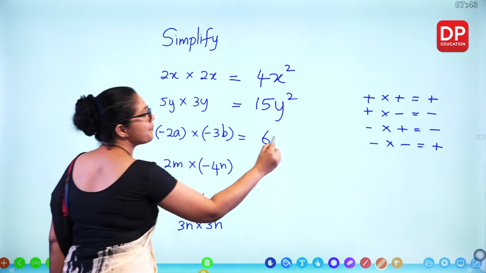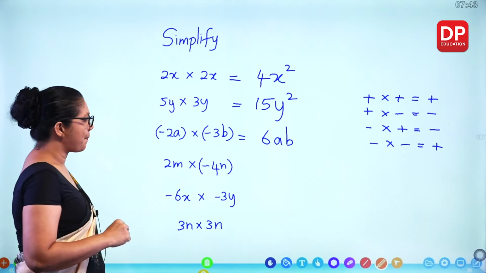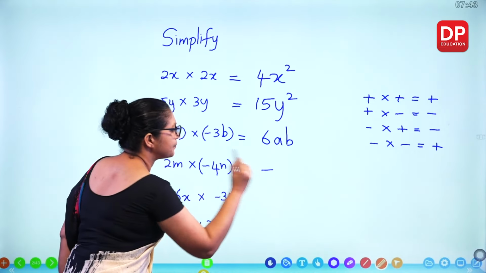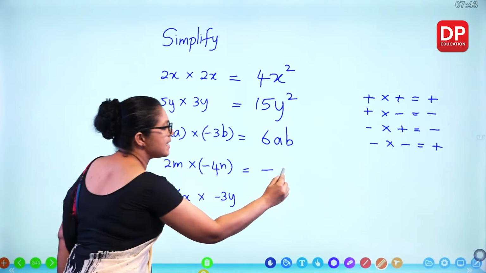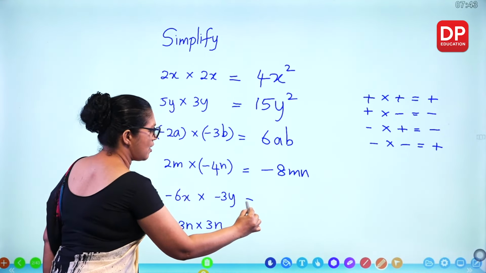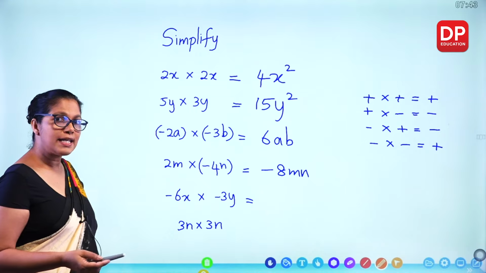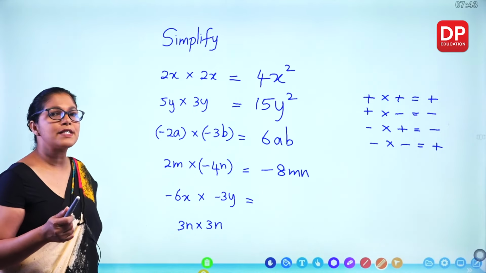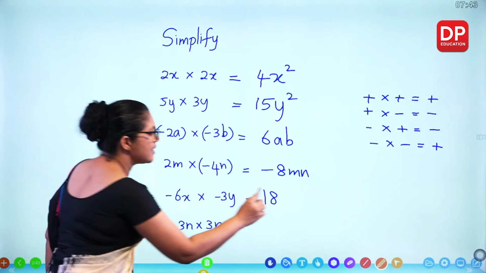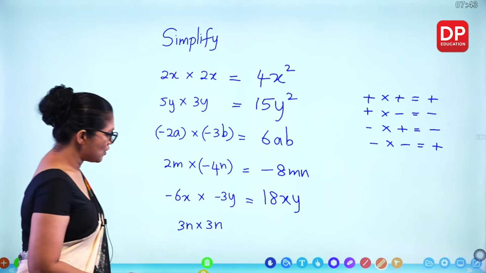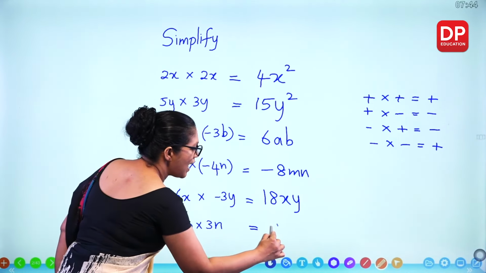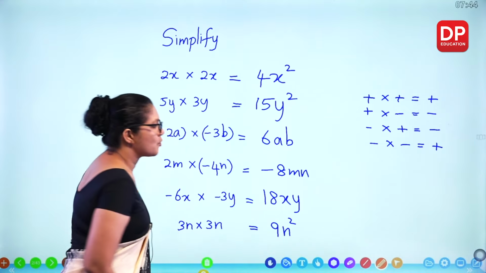A times B, you get AB. What about this one? Plus and minus. So you get a minus. 2 times 4, 8. And M and N. Now try this one. Minus into minus, you get plus. So 6 times 3, 18. X and Y. This one, 3n into 3n. 3 times 3, 9. N into n, n squared.